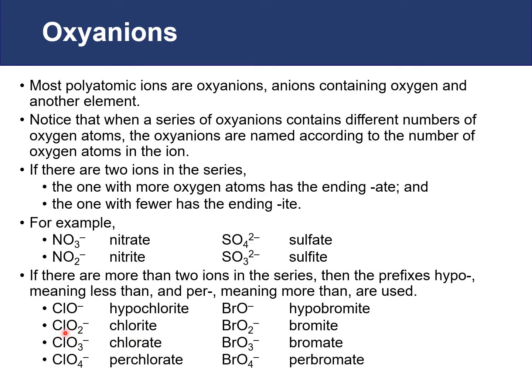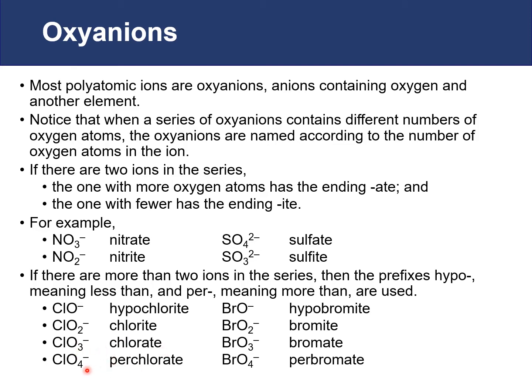So ClO3- is the chlorate ion, ClO2- is the chlorite. If we go 1 oxygen less than the ite ending, then that would be the hypo. Then you indicate what the central atom is, followed by the ite. So we would have hypochlorite. For something with extra oxygens, more than the regular ate ending, so more oxygen than the chlorate, you put a per in front of the chlorate, and so this would be perchlorate.